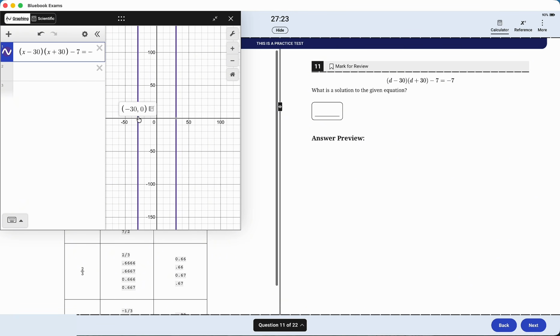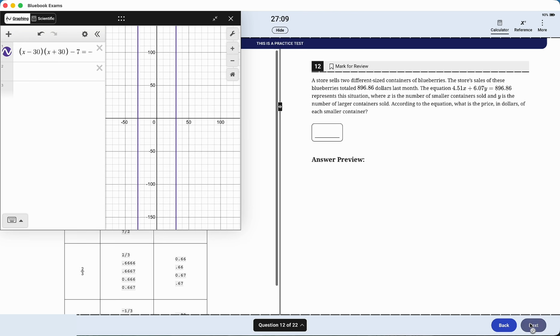So if you zoom out, then you see I can click on the 2 solutions, negative 30 and 30. In this case, you can answer with either one, right? Sometimes they'll give you more specific instructions. They'll be like, give me the positive one or give me the largest one, right? So here they'd accept either one. I'll just enter in 30.